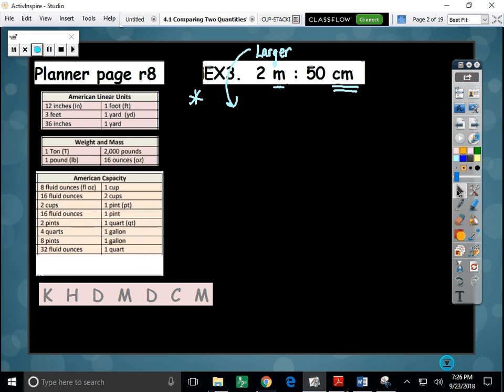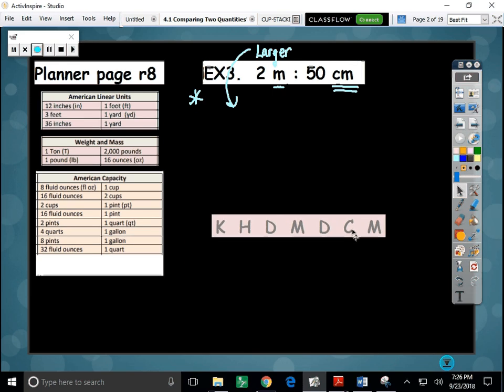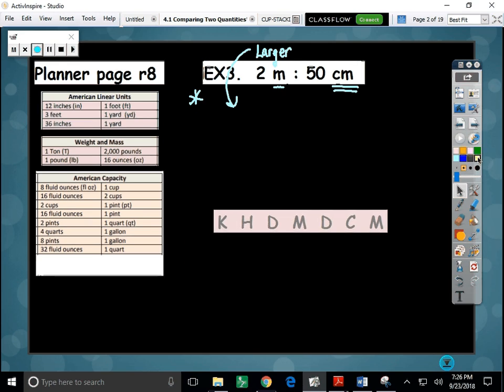So what I created for us today is a mnemonic that I like to use in my classroom quite a lot. If you notice, I have a K, H, D, M, D, C, M happening here. And these really stand for the units, the prefix of the metric system. So this would be kilo or kila. This would be heka or hecta.